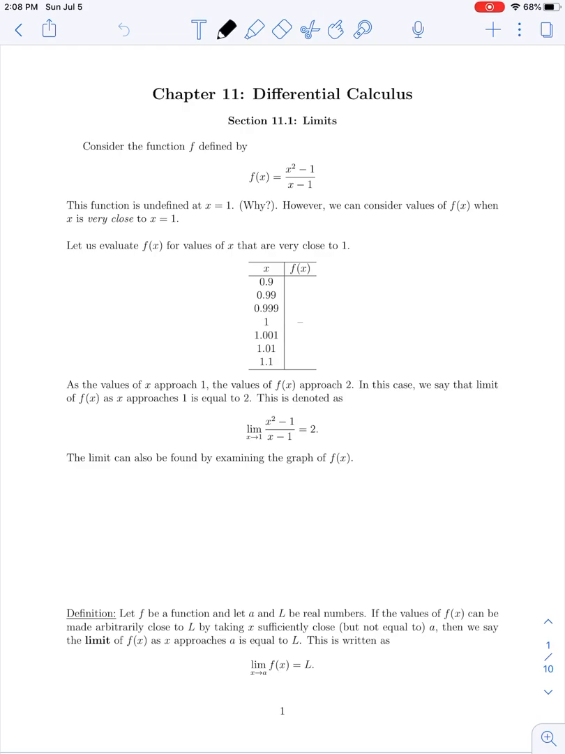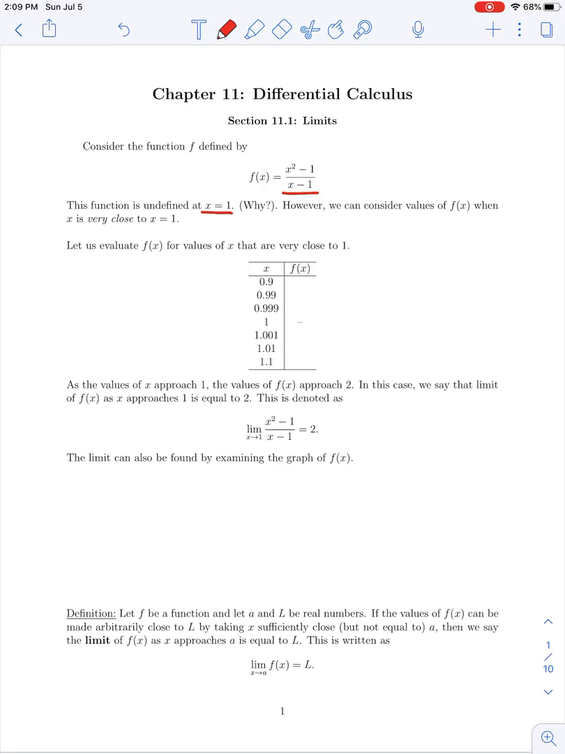So let's try to introduce the idea by considering an example. Let's consider the function f, which is defined as f of x is equal to x squared minus 1 over x minus 1. Now this function is undefined at x equals 1, and we ask the question why. Well, 1 is not in the domain of this function. Here we have a rational function, that is a quotient of two polynomials, where our denominator is equal to x minus 1, so at x equals 1, we would have a denominator of 0. And we know that division by 0 is undefined, so we would have a function which is undefined at the value x equals 1.